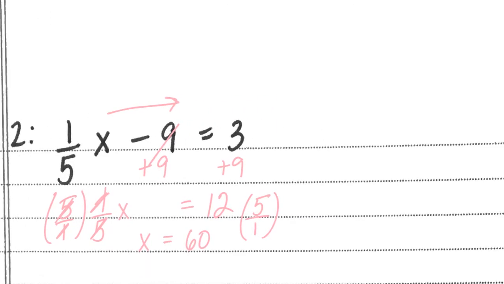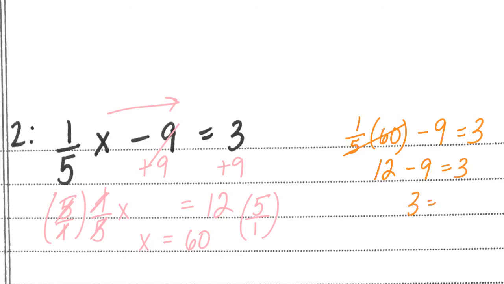Again, I'm going to check my work. 1/5 times 60 minus 9, is that equal to 3? Well, 1/5 of 60 is 12. 12 minus 9, 3 is equal to 3. It checked through as well. So remember, x is equal to 60.